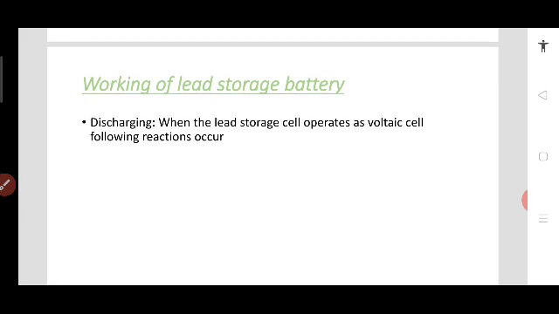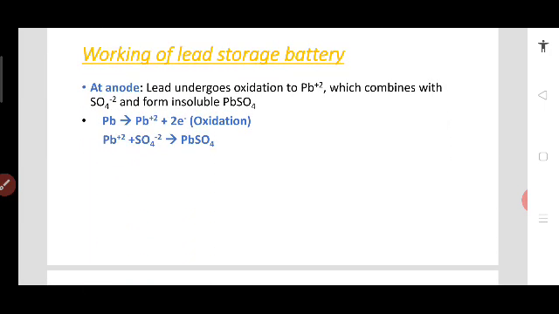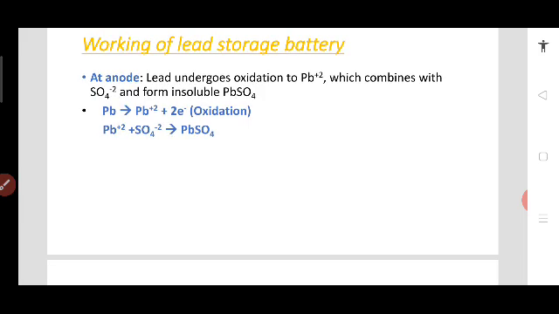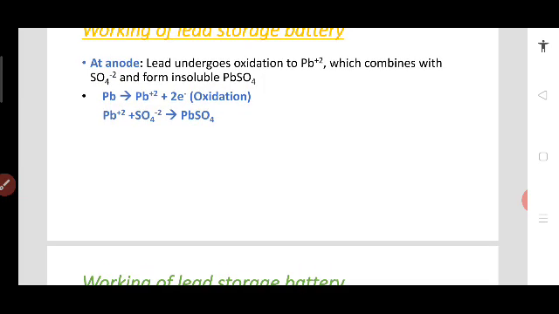Working of the lead storage battery. In discharging, when the lead storage cell operates as a voltaic cell, the following reactions occur. At the anode, lead undergoes oxidation to form Pb2+, which combines with SO4 2- and forms insoluble PbSO4. Here Pb gives Pb2+ plus 2 electrons. This is called oxidation, which takes place at the anode. Pb2+ is unstable and combines with SO4 2- to give PbSO4.